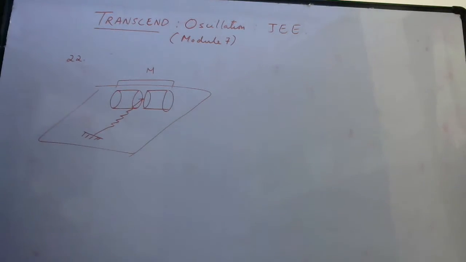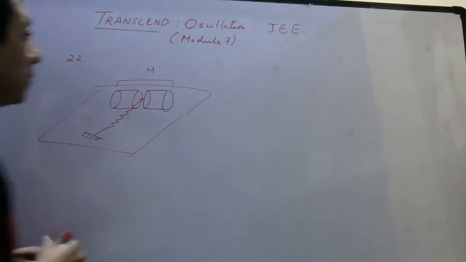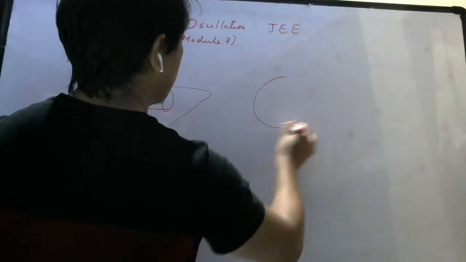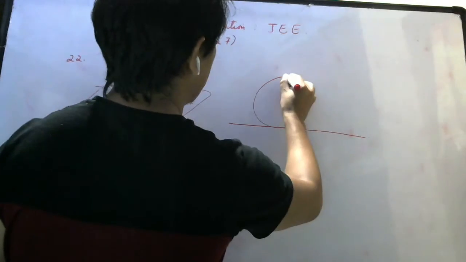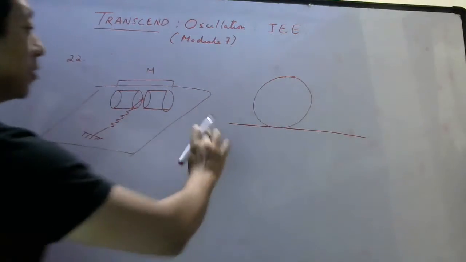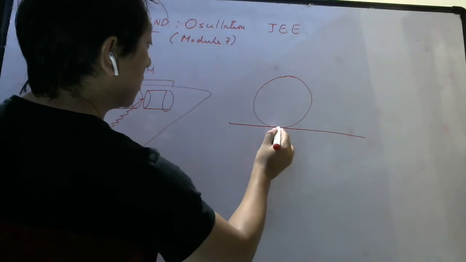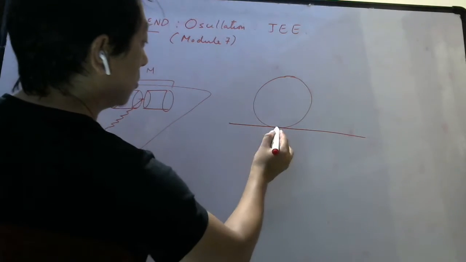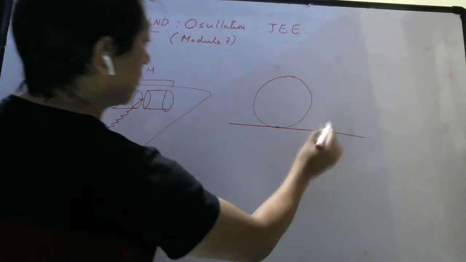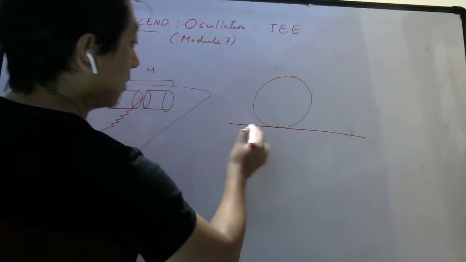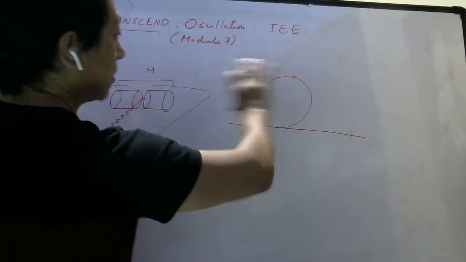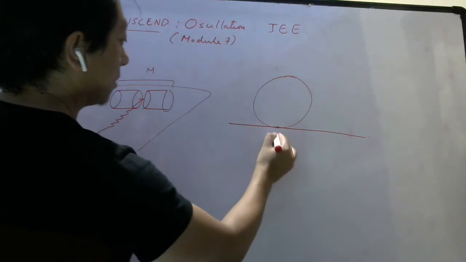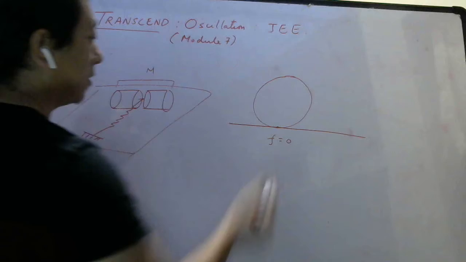I'll try to revise it, or maybe I will just explain quickly. When we say a cylinder or a disc or a sphere is rolling without slipping on a horizontal surface, it means this point of contact has no velocity with respect to the surface. Meaning this point of contact is at rest with respect to the surface, and there are no forces trying to push it. So friction here is zero. There is no need for any friction, right?